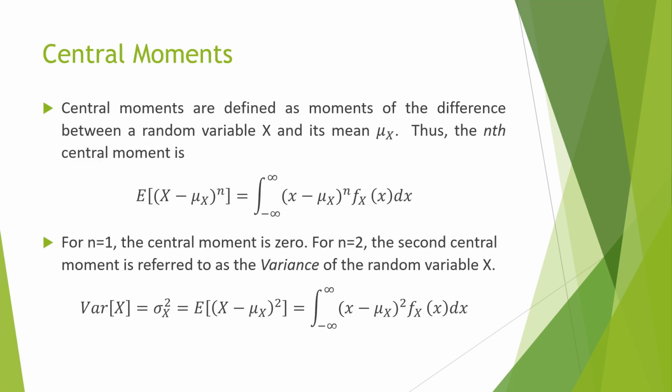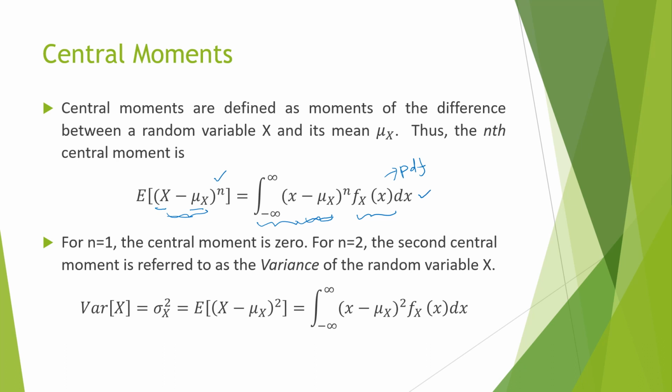Now we define central moments. The central moment is the moment of the difference between the random variable X and its mean value. If it is raised to the power of n, it is known as the nth central moment. So the general equation for the nth central moment is given as E[(X − μX)^n] = integral of (x − μX)^n fX(x) dx, where fX(x) is the PDF. We know this equation already. Whatever argument is here, the same one is substituted here along with its PDF. This gives us the nth central moment.